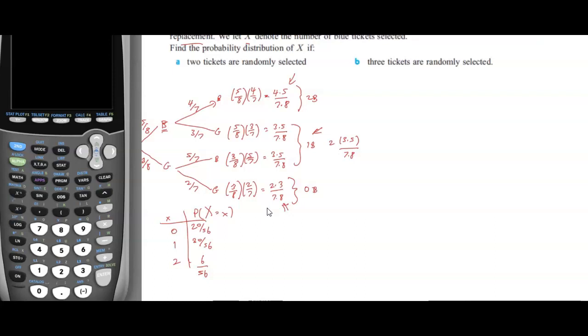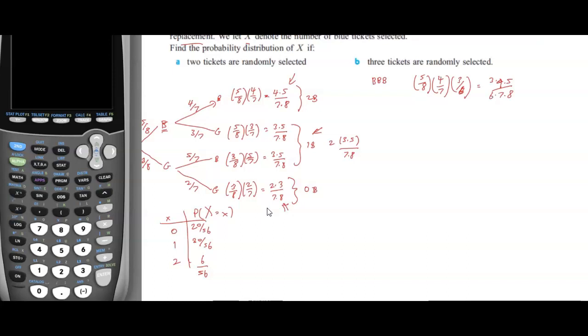Okay, let's try to do the second one without drawing the probability tree. Just by listing some of the possibilities. So if you have 3 tickets randomly selected, the easiest option is blue, blue, blue. To draw blue, blue, blue, we're just going to use reasoning here. So the probability of drawing the first blue is 5 out of 8. The second blue would be 4 out of 7 because we have 4 blues remaining out of 7 tickets remaining, and the last blue would be 3 out of 6, right? So that would be 3 times 4 times 5 divided by 6 times 7 times 8. So that would be the probability of 3 blues.